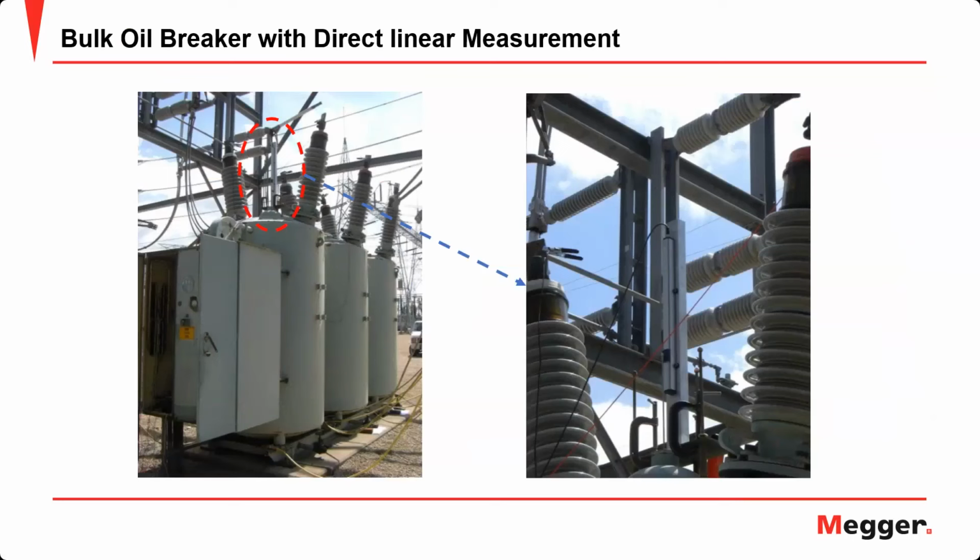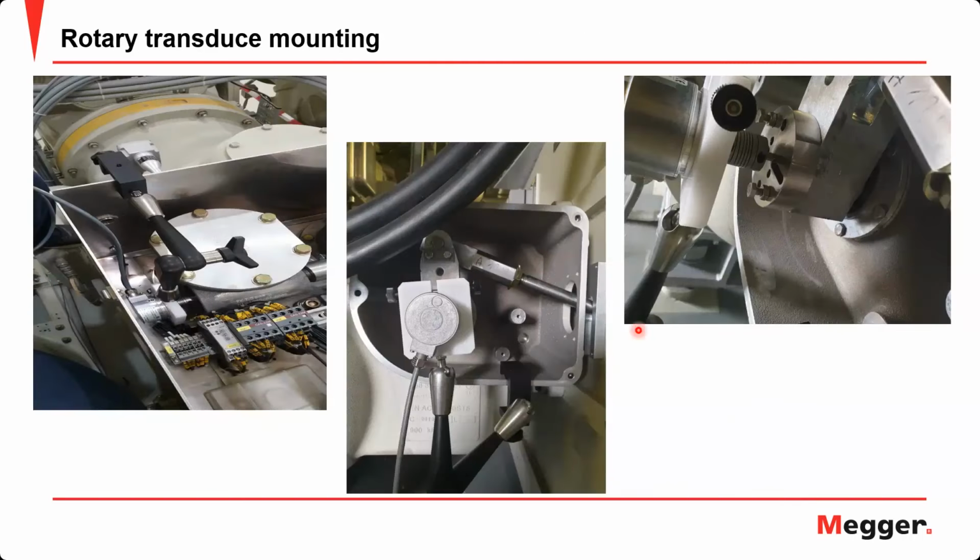This picture shows how the linear transducer is installed for a bulk oil breaker. We have direct linear measurement here. You can see this is the transducer, and you have the cable going to the test kit. This is another example, but for a rotary transducer.